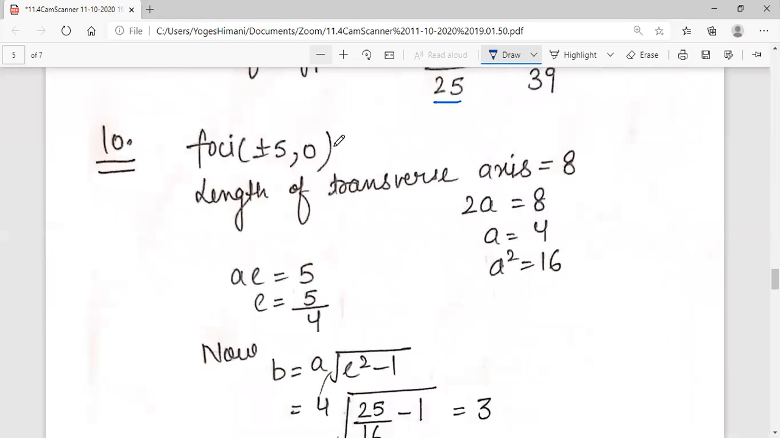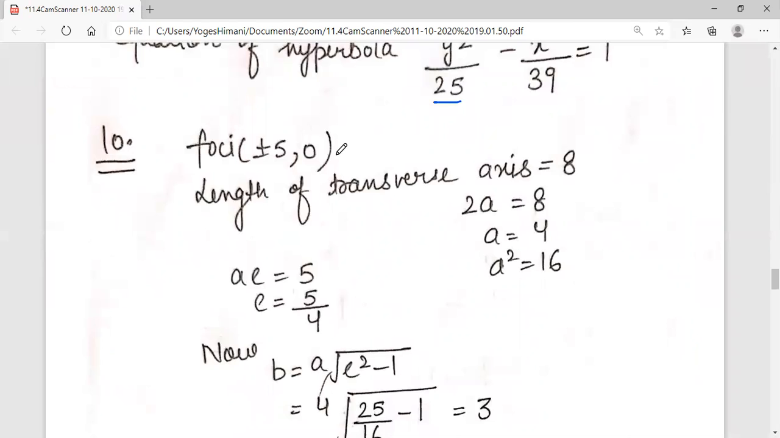Now next question, question number 10th. The focus point is given, plus minus 5 comma 0, and the length of the transverse axis. Transverse means, where is your hyperbola? Our hyperbola is on the x-axis, that is 8. Then what is the formula? 2a is equal to 8. Then the a value came 4.